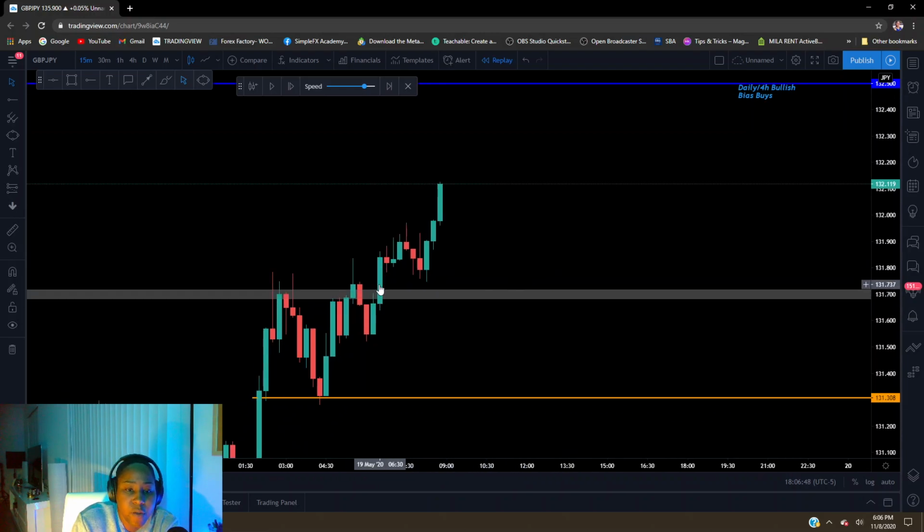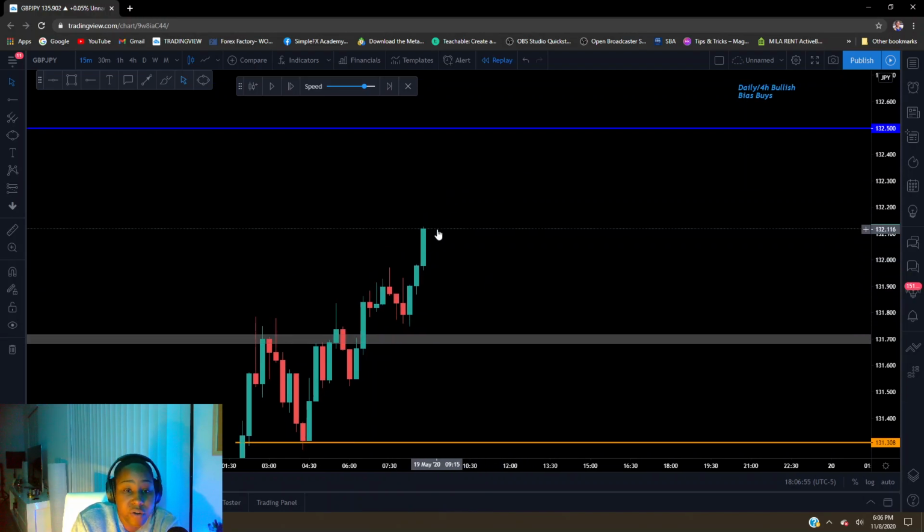Okay, guys, so this was our break. This candle here was the break. It closed above, and then there's our move to the upside. So do you have a trade here? No, you still don't have a trade. Even on the 15-minute, you don't have a trade.